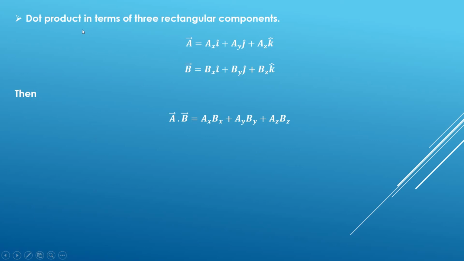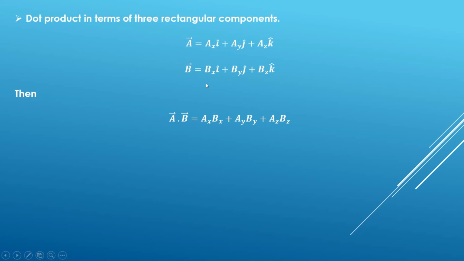Now, how can we write the dot product of two vectors when it is represented in rectangular components? A vector equals AX i cap plus AY j cap plus AZ k cap, and B vector equals BX i cap plus BY j cap plus BZ k cap. It is represented by AXBX plus AYBY plus AZBZ. Okay, this is the dot product.